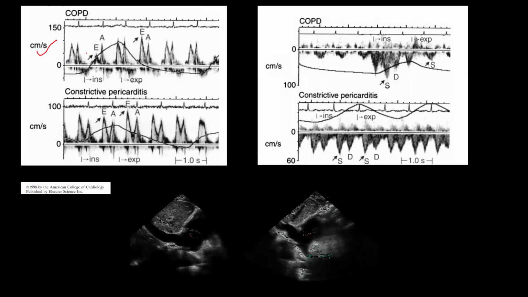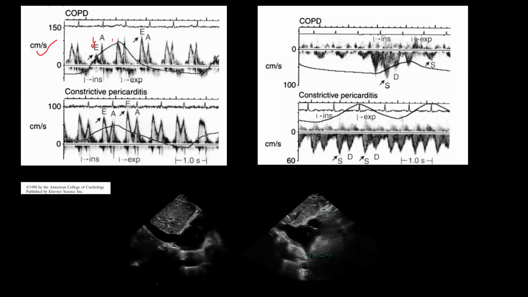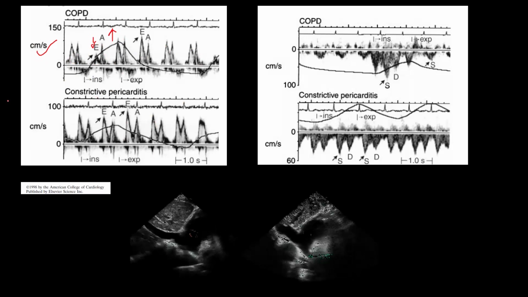لاحظ في COPD respirophasic changes زي اللي موجودة في الكونستريكشن. During inspiration the mitral مثلا, during inspiration it decreases. During expiration it increases. And there is septal bounce. يبقى بتشبه الكونستريكشن في حاجات كثيرة.